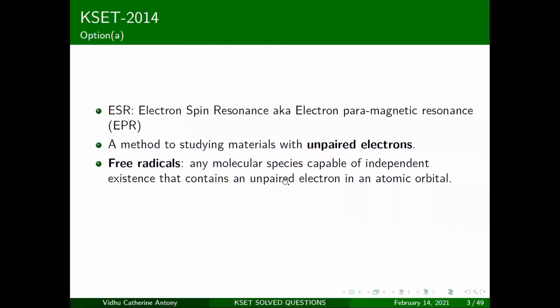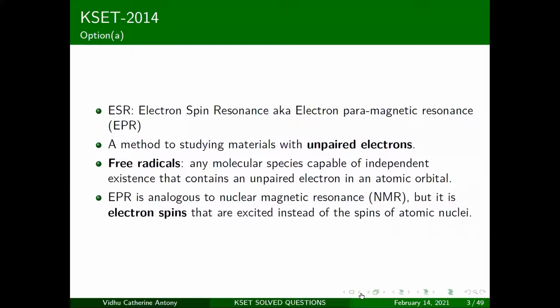So any molecular species which is capable of independent existence that contains unpaired electrons in an atomic orbital is called a free radical. Now, EPR, like I said before, is analogous to nuclear magnetic resonance, but it deals with electron spins that are excited instead of the spins of the atomic nuclei. So nuclear magnetic resonance has to do with the spins of the atomic nuclei, whereas electron paramagnetic resonance has to do with the electron spins.